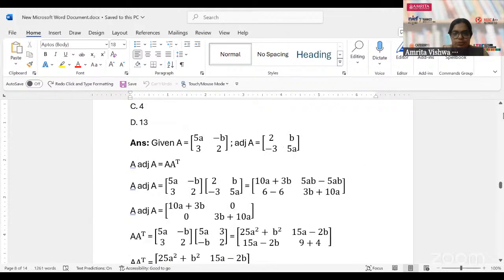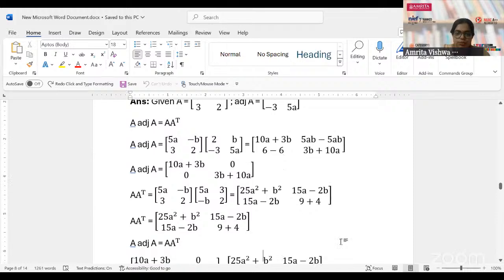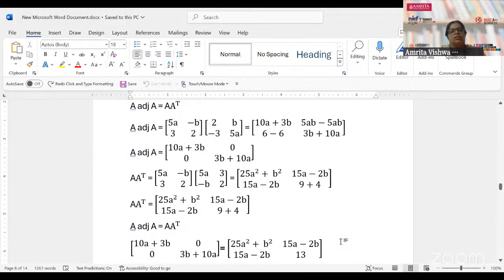I'll just show you where we have started if you want to look at it. We have started with finding adjoint A, then A multiplied by adjoint A. Then we found A transpose, then A into A transpose. We have just compared both of them and we got certain equations and I have solved for A and B. So what is the actual correct answer? I want any one of you to type that in the chat box. What's the actual answer that you feel?